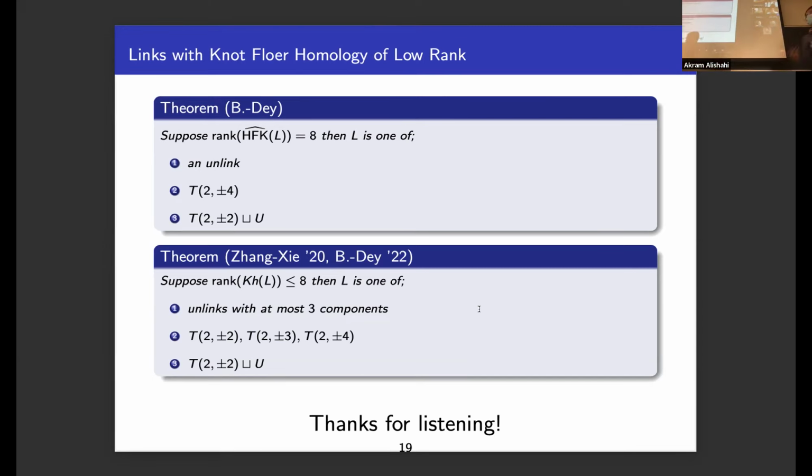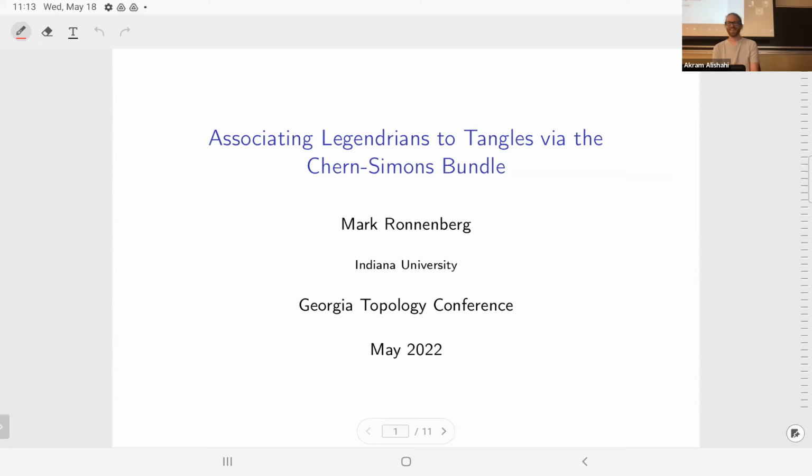George, are you ready? First, I should have checked with you. And he's going to tell us about associating Lagrangians to tangles via the Chern-Simons bundles. And I forgot, he's from Indiana University.